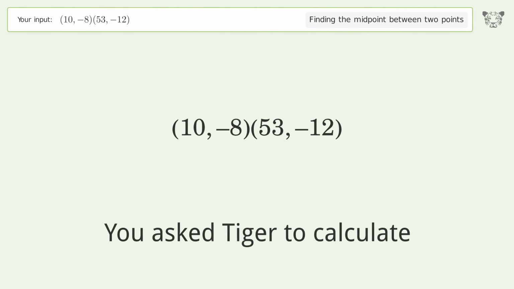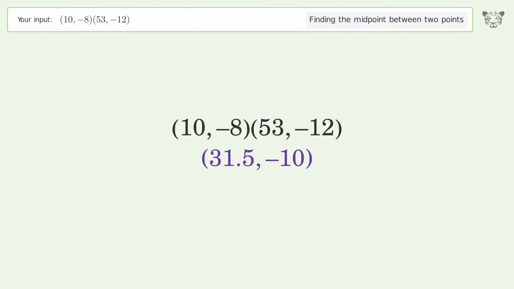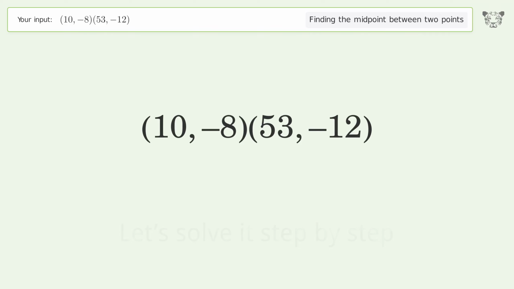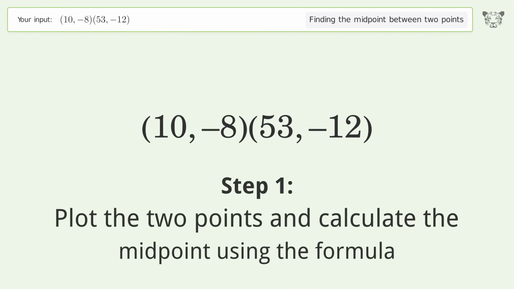You ask Tiger to calculate. This deals with finding the midpoint between 2 points. The midpoint between the 2 points is 31.5, -10. Let's solve it step by step. Plot the 2 points and calculate the midpoint using the formula.